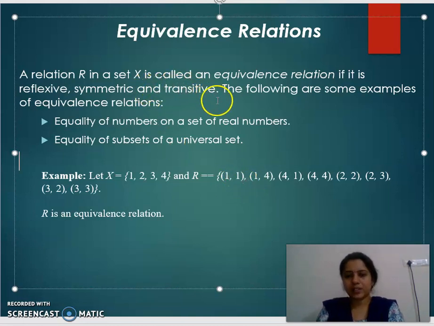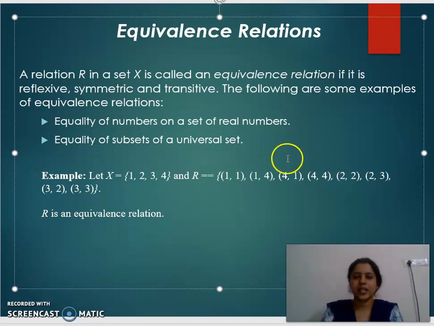Next, check the transitive property. Whenever a relation satisfies reflexive and symmetric properties here, it automatically satisfies the transitive property. You can check: (1,4), (4,1) is there and (1,1) is also there in the relation, right? We have (2,3), (3,2), so (2,2) is also there. So it also satisfies the transitive property. As it satisfies reflexive, symmetric and transitive properties, R is an equivalence relation.